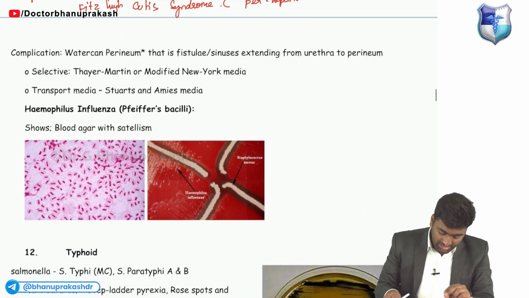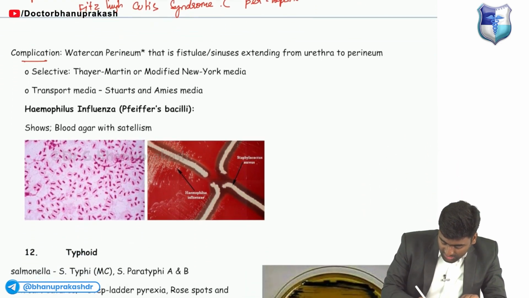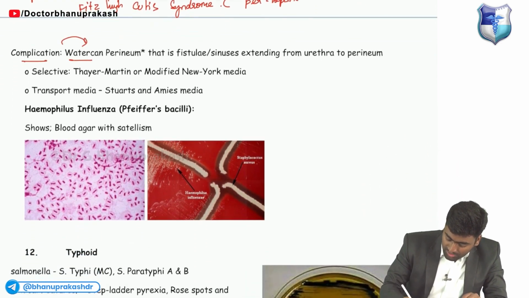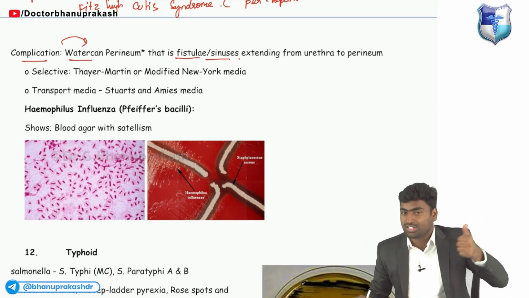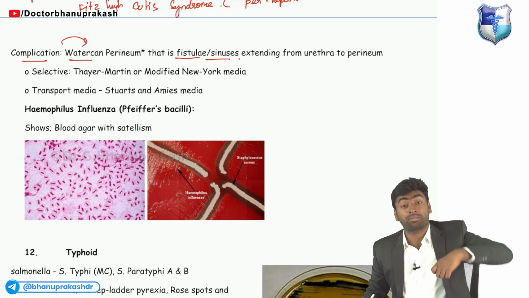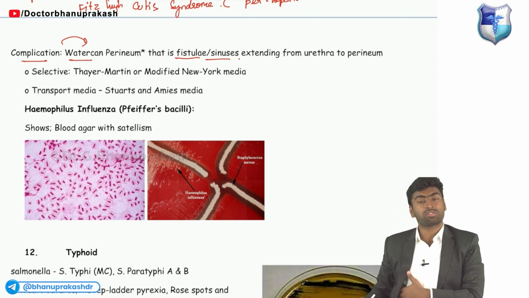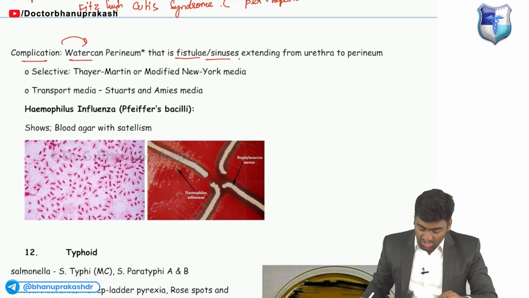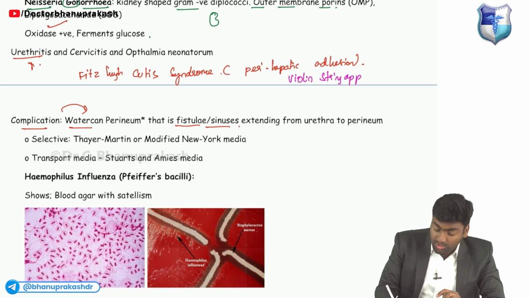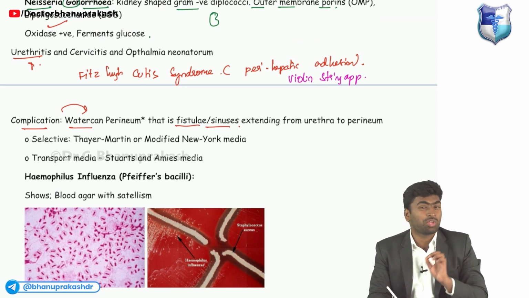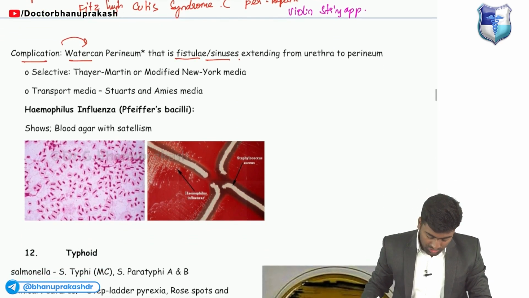Then finally, a complication can lead to the watering-can perineum, which causes fistulae and sinuses in the urethra, because it causes urethritis. It causes one more syndrome around the liver, where there are perihepatic adhesions showing a violin string appearance. It is known as Fitz-Hugh-Curtis syndrome.